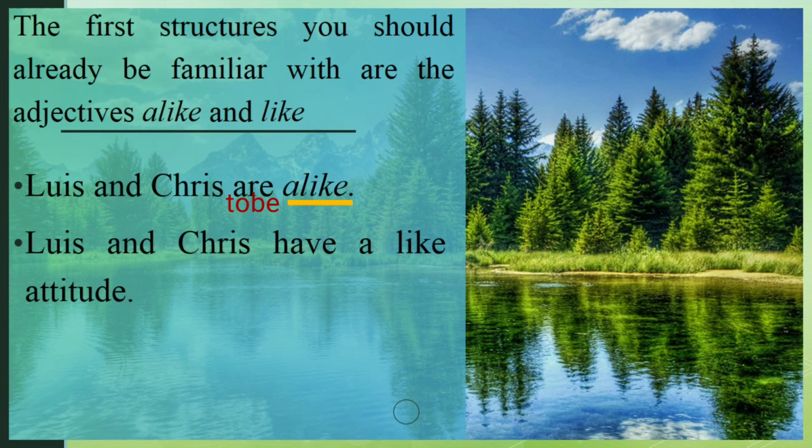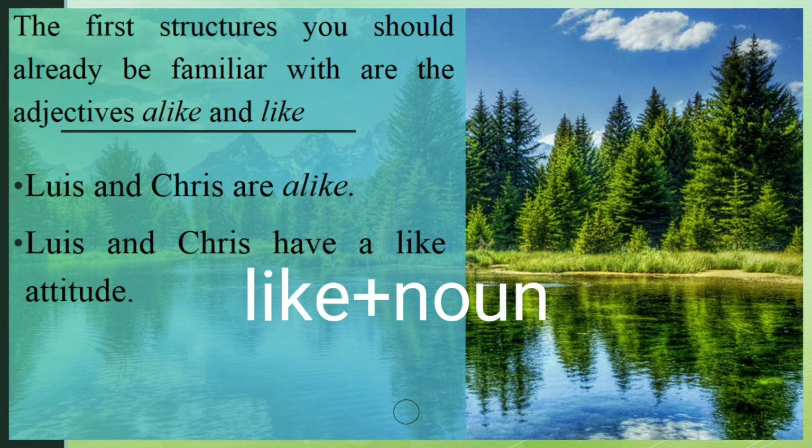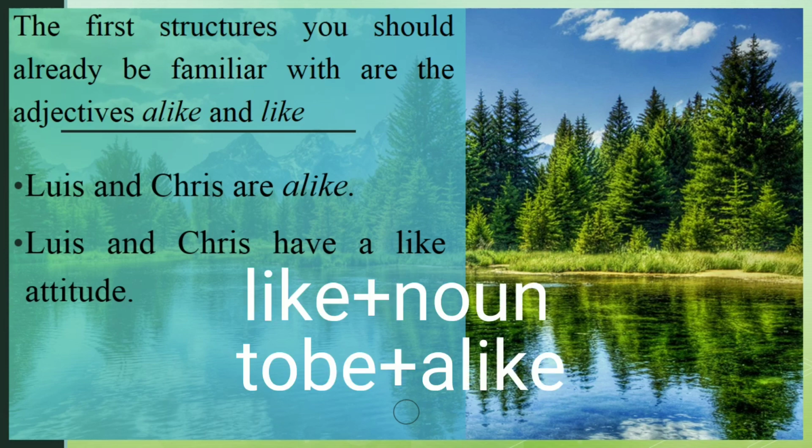Pay attention to that. The next example, Louis and Chris have like attitude. Louis dan Chris mempunyai sikap yang mirip. We can see from this sentence that like is always followed by a noun. Like diikuti oleh kata benda kalau like-nya bersifat adjective. So again, like and alike merupakan adjective, kata sifat. Like diikuti noun, sedangkan alike setelah to be: is, am, are, was, were, and been.